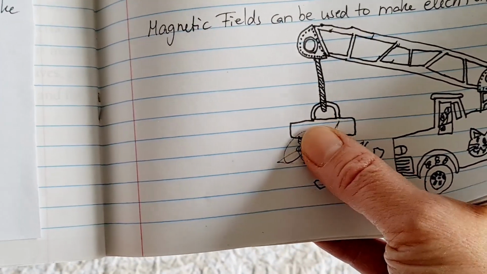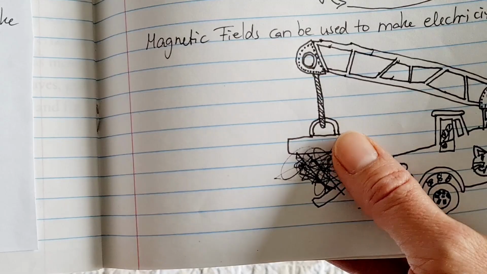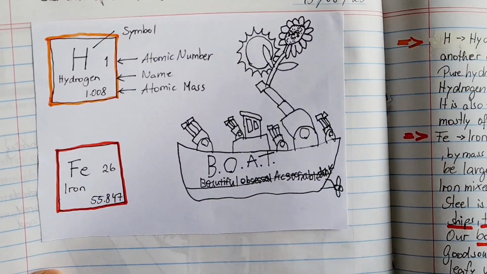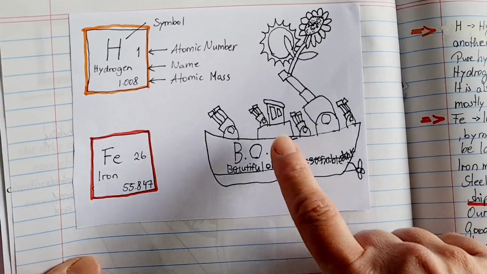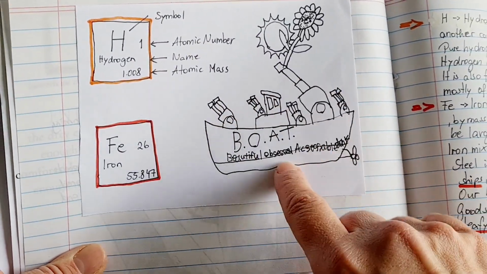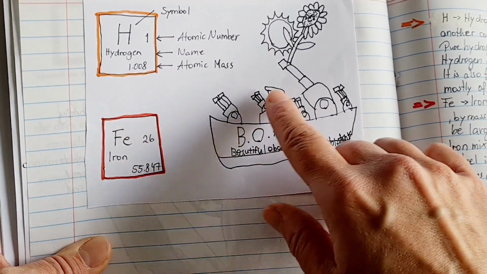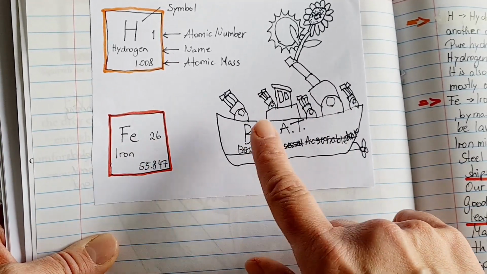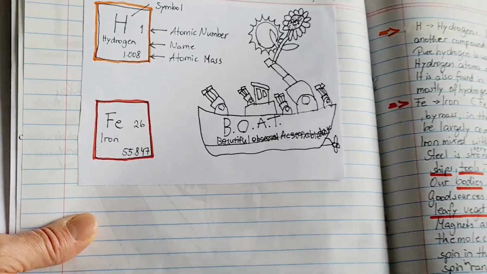They have an enormously big magnet hanging on their crane. There's a beautiful picture here from Ben. And then he also drew this beautiful big ship here, which is also made of iron. So when you have your element, put a picture beside it of where this element is found, which is in a big ship.